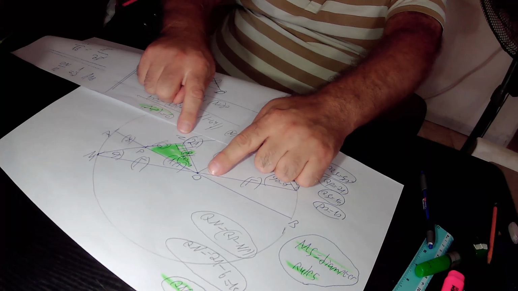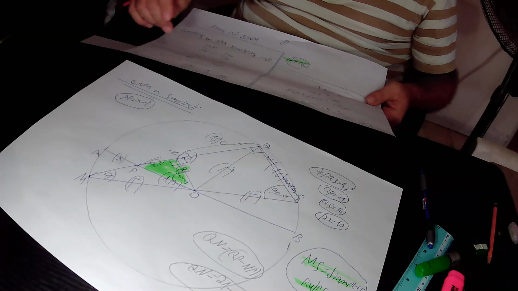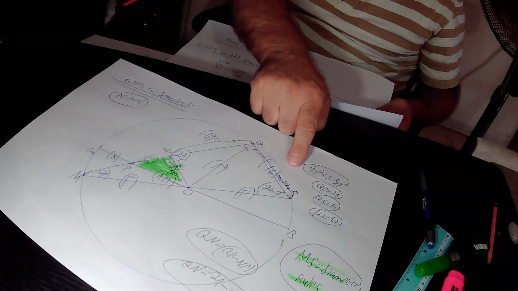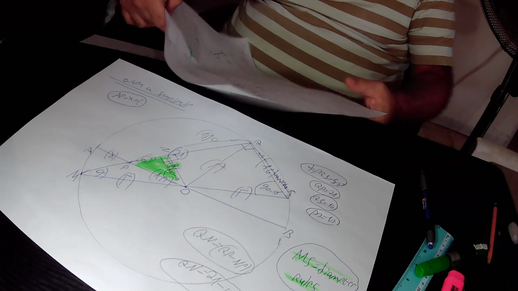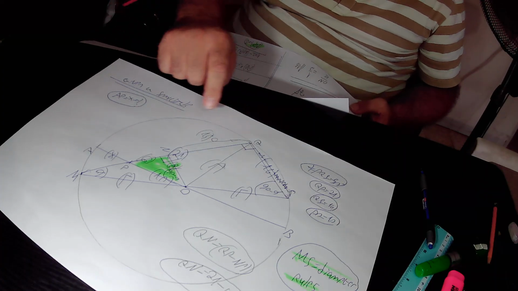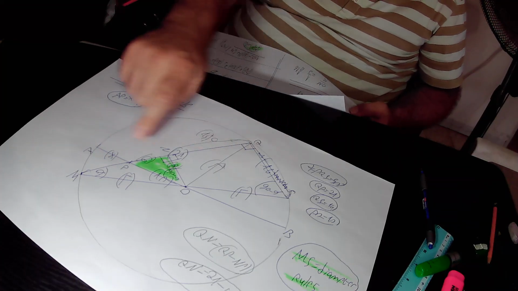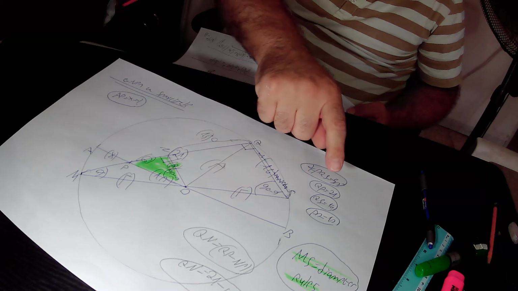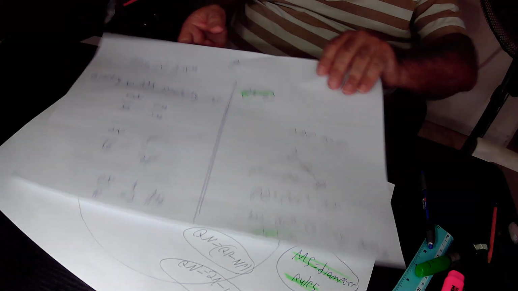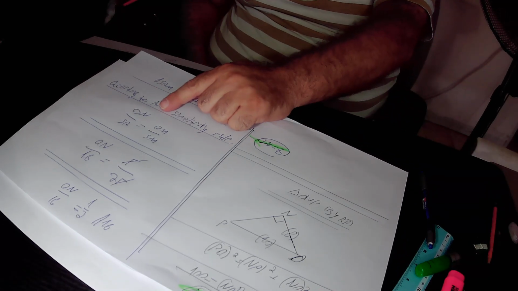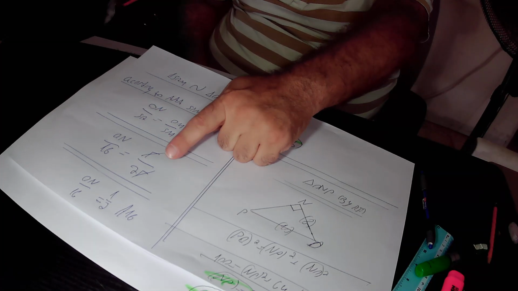ON is the missing side, so we leave it as it is, over QS. QS equals 16 units, and it is equal to OM. OM is the radius of this circle, that is equal to R, over SM. SM is the diameter of this circle, that is equal to 2R. So in total, we found out that ON over SQ, which is ON over 16, equals R over 2R.